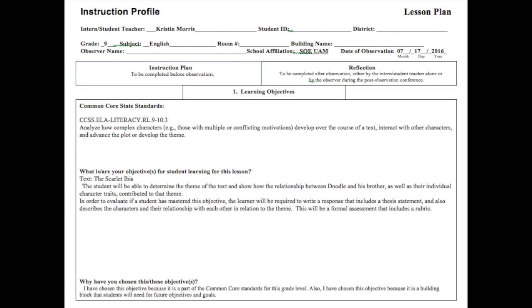And I have chosen this objective because it is part of the Common Core standards for this grade level, number one, and also because this is a building block that students will need for future objectives. They need to practice writing a thesis statement and finding the themes and exploring all of those things before they can get into writing the full essay responses. So this is one of the first things that they will be doing when they come to school.